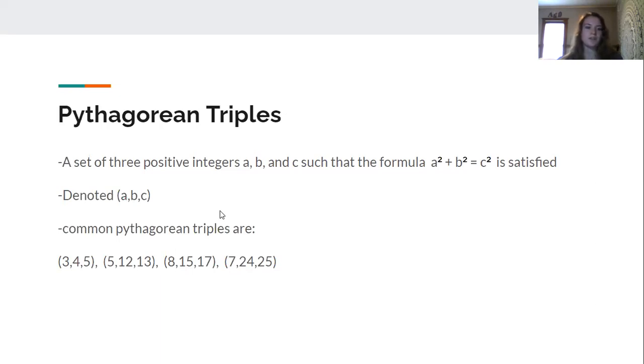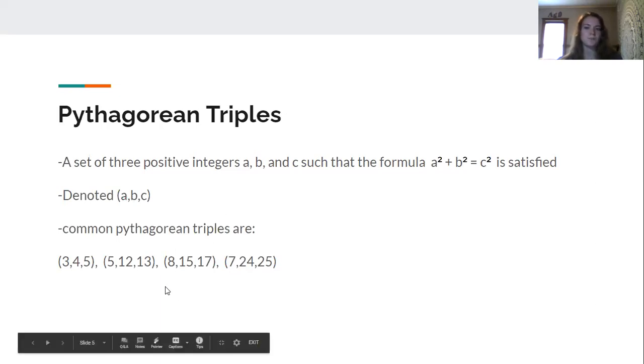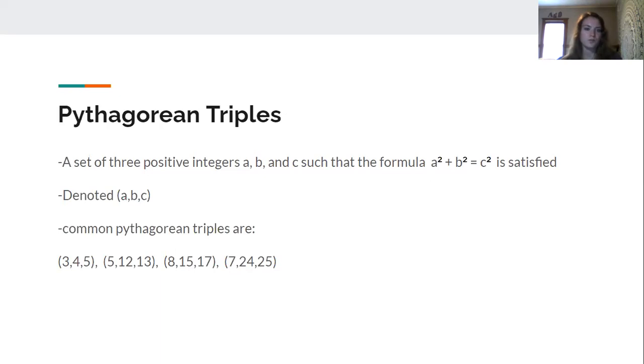So some common Pythagorean triples, many of them you may be familiar with, are 3, 4, 5; 5, 12, 13; 8, 15, 17; and 7, 24, 25. So all of those numbers, if you plug them in for a, b, and c in the formula a squared plus b squared equals c squared, they're all going to satisfy that equation.